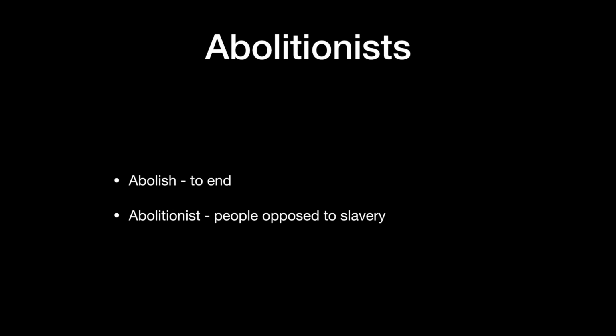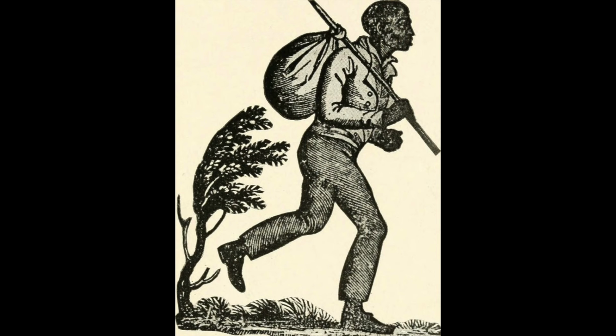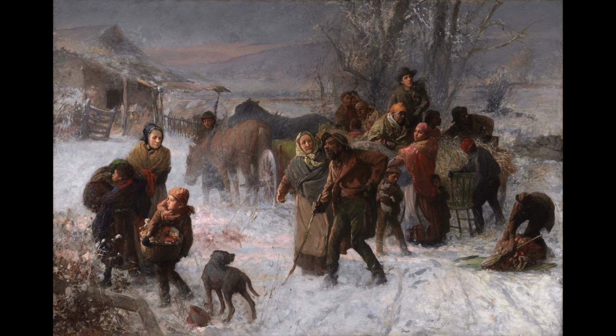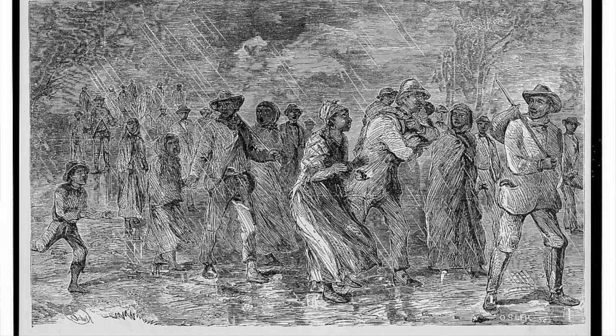Abolitionists were people who supported ending slavery. The Fugitive Slave Act caused increased activity among abolitionists to either help African Americans escape to Canada or to utilize violent means to rescue fugitive slaves. Of key importance to runaway slaves was the Underground Railroad. The Underground Railroad was a system of escape routes and a network of people committed to leading slaves to freedom.